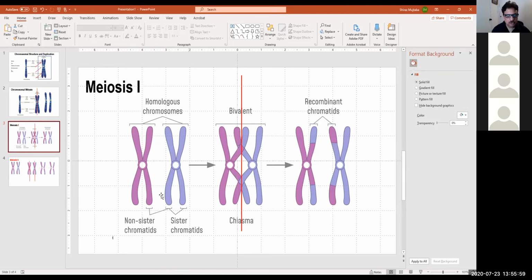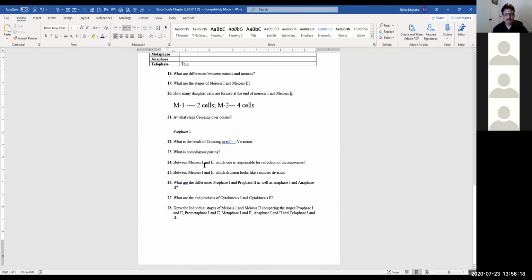Where does this pair of chromosomes come from? One comes from dad and one comes from mom. And this homologous pairing facilitates the process of crossing over. Between meiosis 1 and meiosis 2, which one is responsible for reductional division? I already mentioned to you that it is meiosis 1, which is reductional division. Between meiosis 1 and 2, which looks like mitosis? It is meiosis 2, which looks like mitosis because the chromosomal number is maintained.